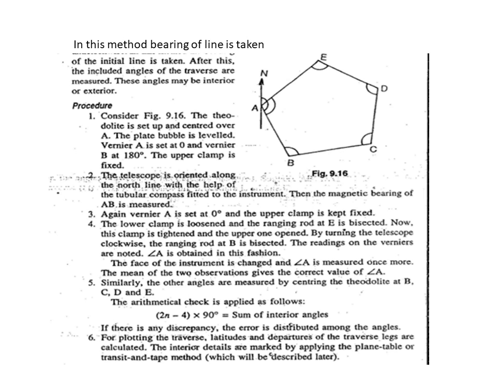Similarly, the other angles are measured by centering the theodolite at B, C, D and E. The arithmetic check is applied as follows, that is (2n minus 4) into 90 degree should be equal to the sum of interior angles, where n represents the number of sides. If there is any discrepancy, the error is distributed among the angles. Then for plotting the traverse, latitude and departure of the traverse legs are calculated. The interior details are marked by applying the plane table or transit and tape method, which will be discussed later.